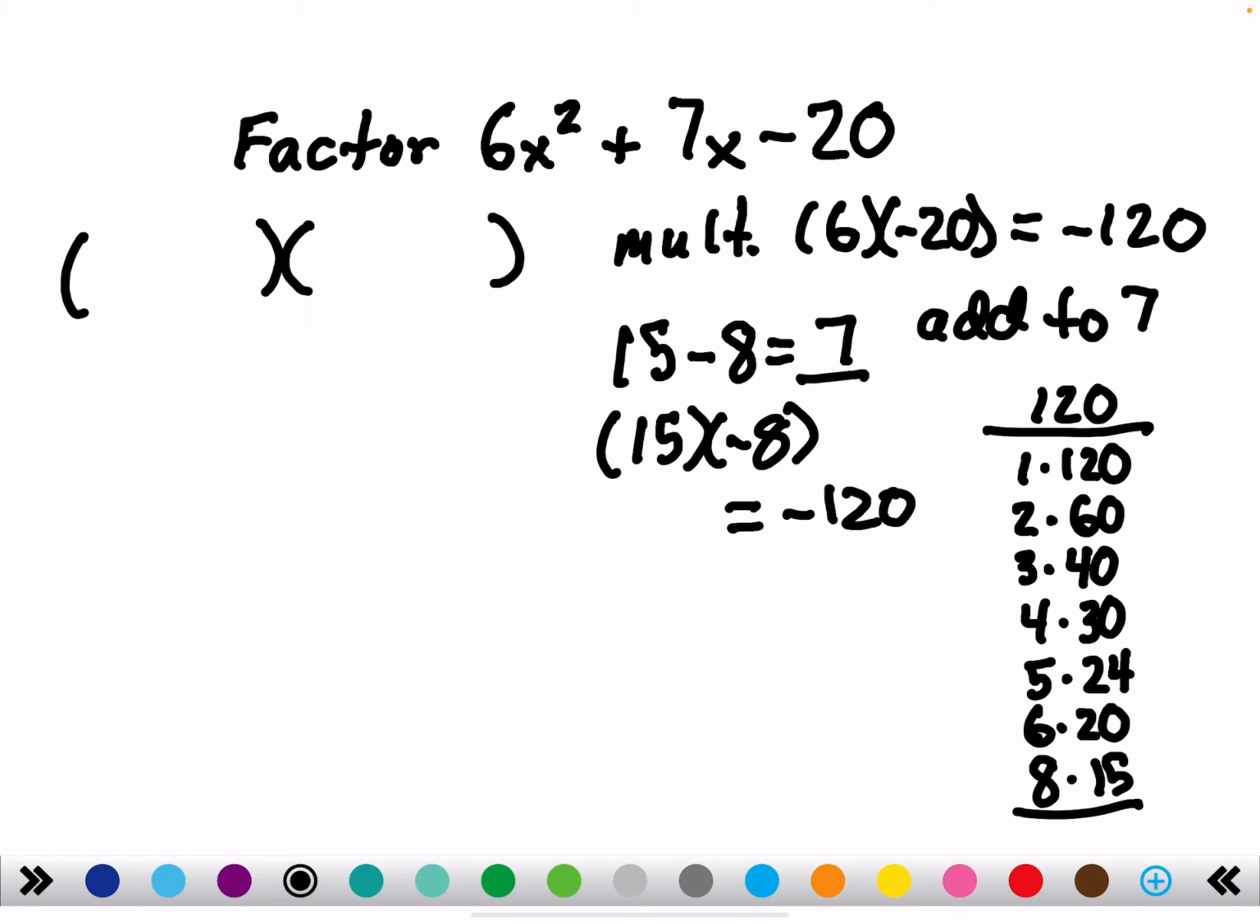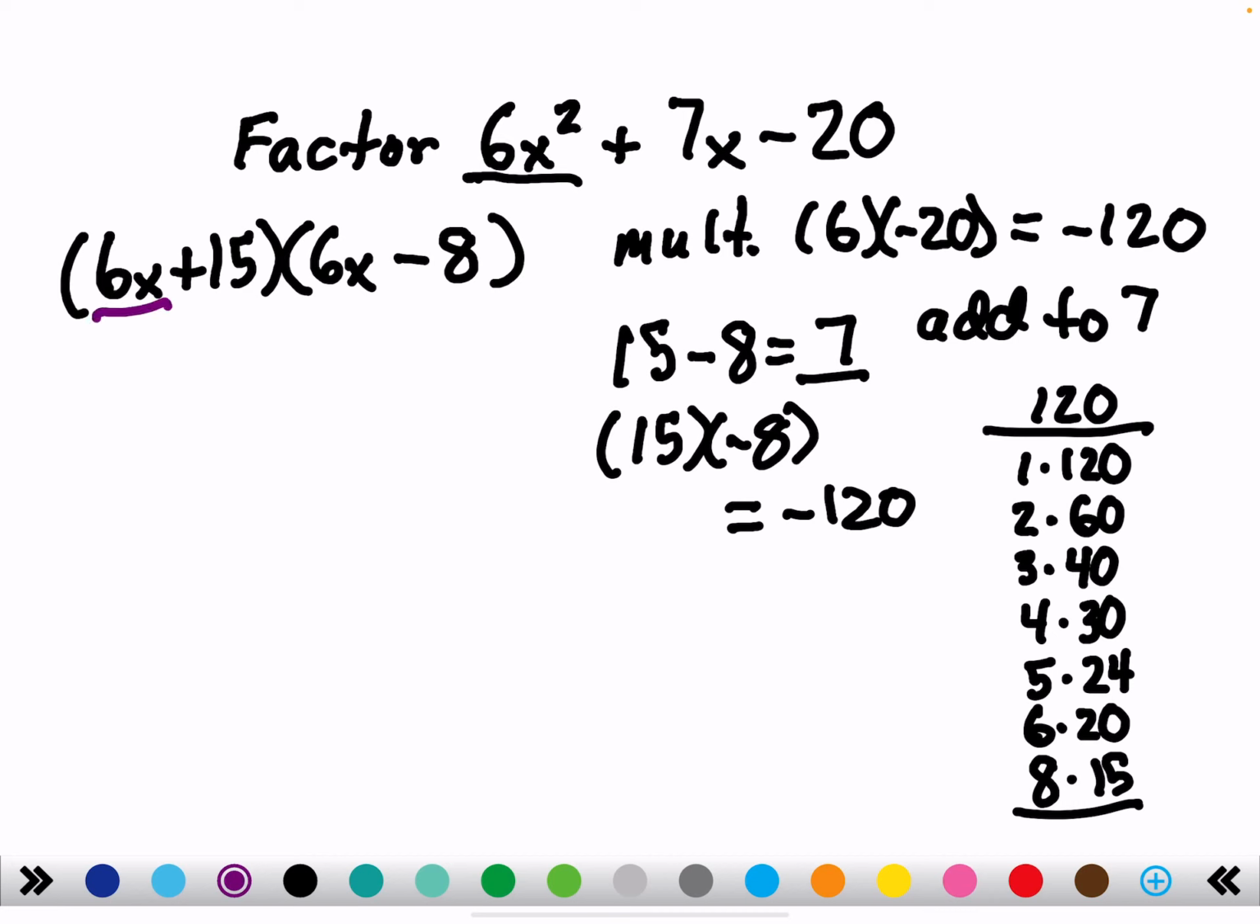Now we have to modify our factoring method just a little bit here. What you do with this technique is you decrease the degree of the 6x squared term by 1. You keep the coefficient of 6. So in that first position, we'll put 6x and 6x. Now write in your factors. It doesn't matter where you put it. One is positive 15. The other is negative 8.